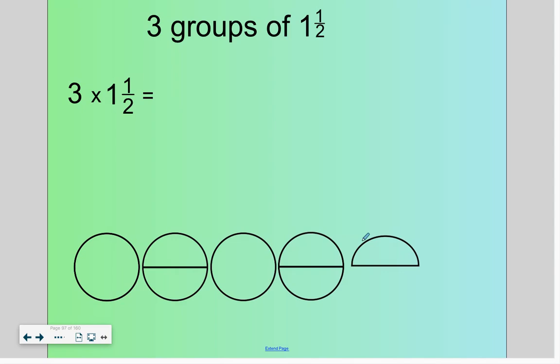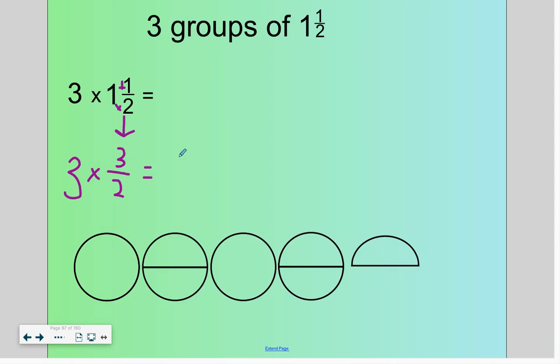Well, how could we figure that out without drawing the picture? There's 2 different ways. The first way is to make your mixed number into an improper fraction. We make a mixed number mad, meaning we make a mixed number into an improper fraction by multiplying, adding, and keeping the denominator the same. 2 times 1 is 2, plus 1 is 3. Keep your denominator the same. We'll rewrite our multiplication sign. We'll rewrite the 3. And now we have this set up as a whole number times a fraction, and we know how to do that.